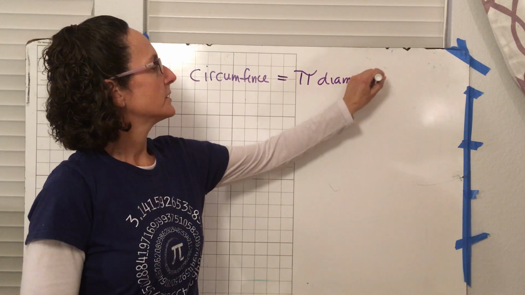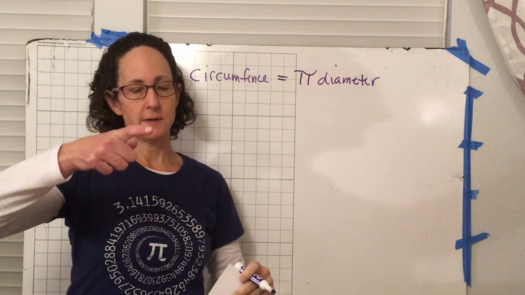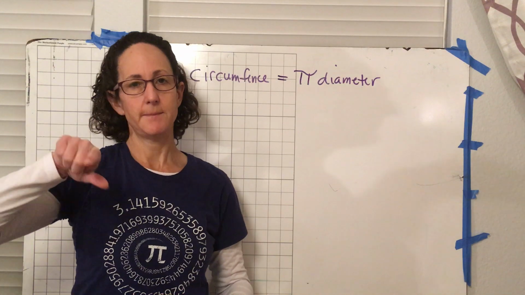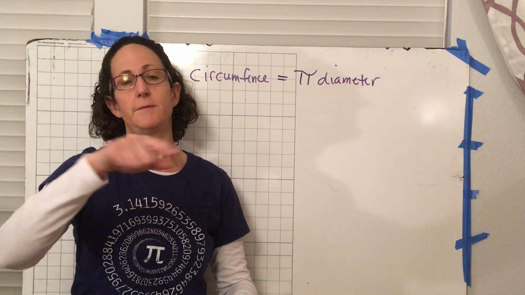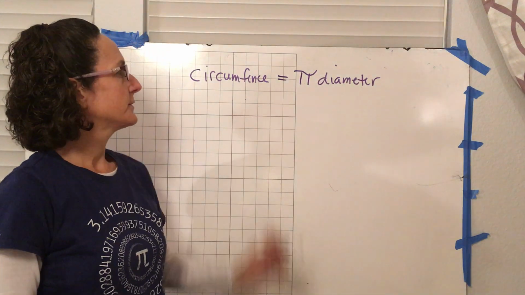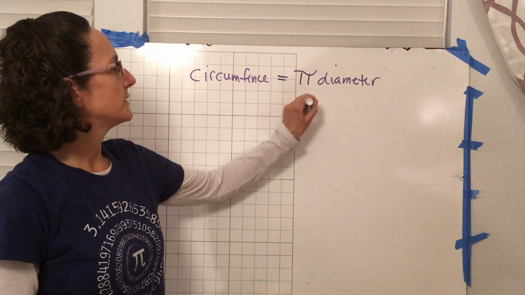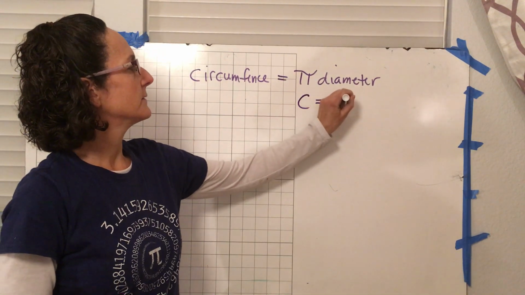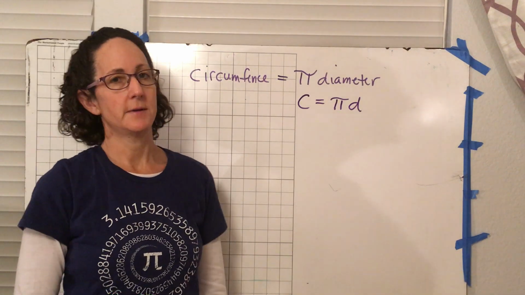Just like with my oatmeal can, whatever the diameter was, if I multiply that by pi, I get how far around the oatmeal can is. That's the most important thing you have to know. We usually shortcut it and write C equals pi d.